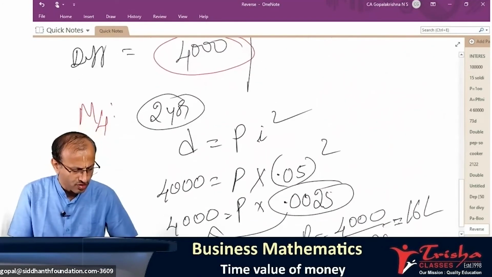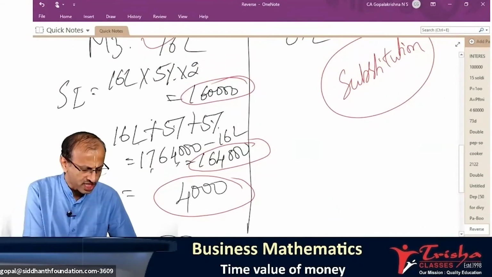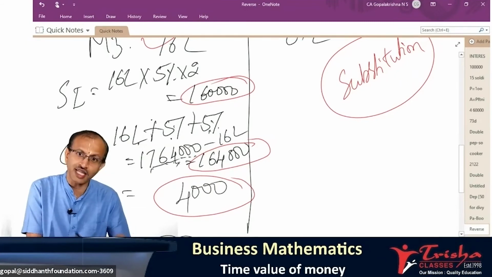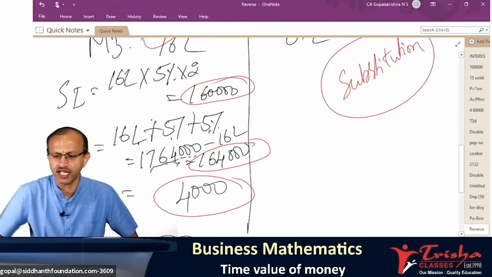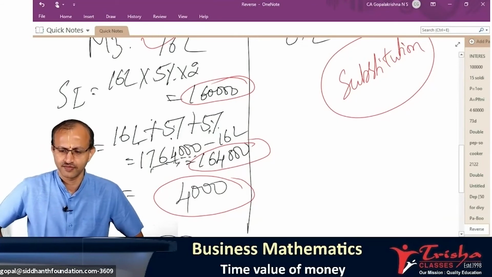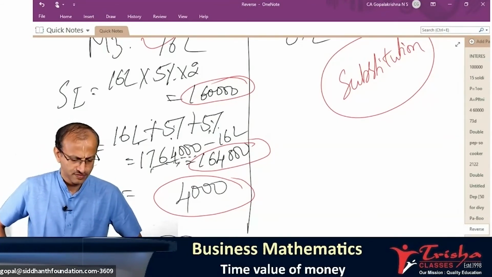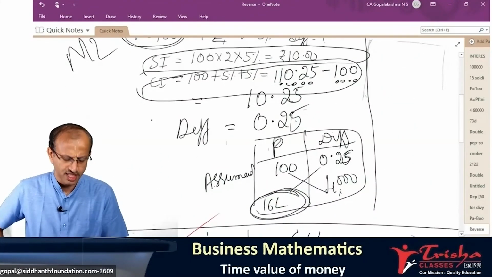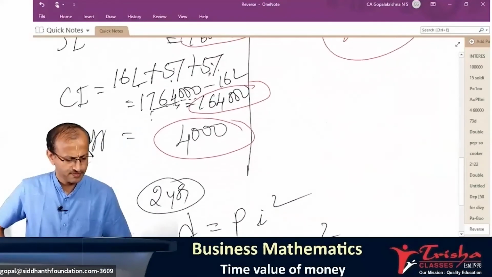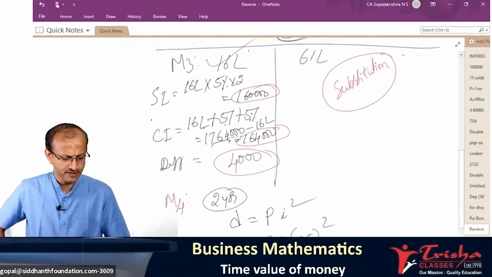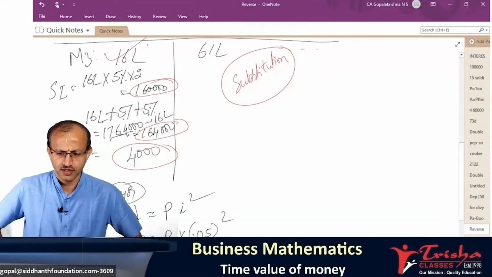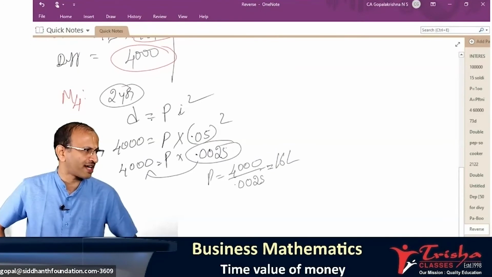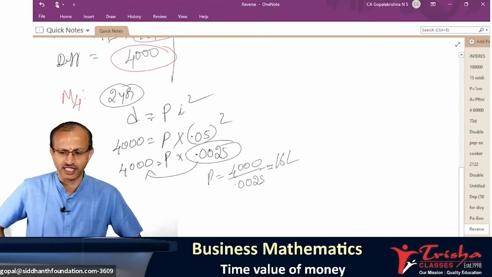Even here also, 16 lakh plus 5% plus 5%, 17 lakh 64 is your amount. Deduct the principal, you will get the interest. Yes, second method, you take your own number, you will get this. It's the box method, correct. Has everyone completed this? Okay. So finally, whichever method you go, your last answer is how much? It is 16 lakh.